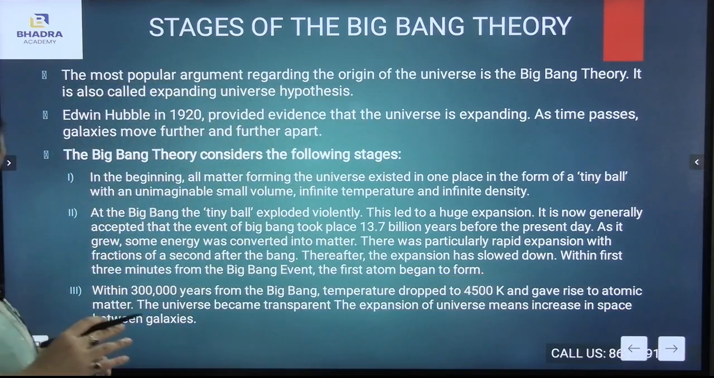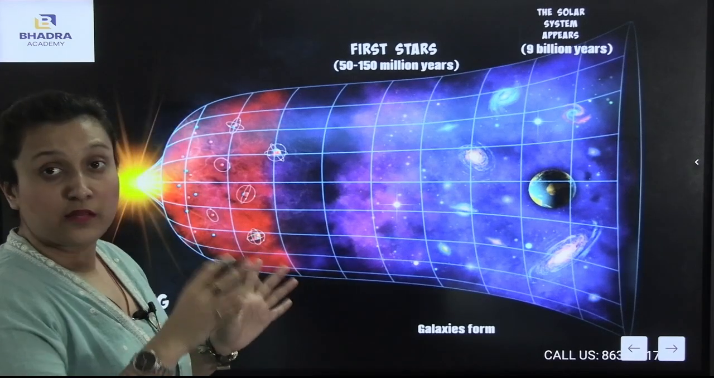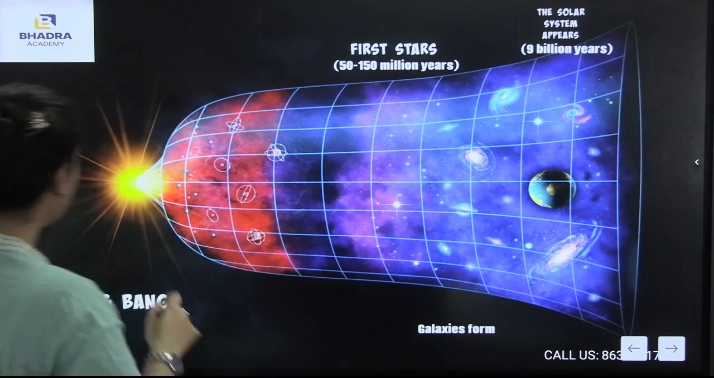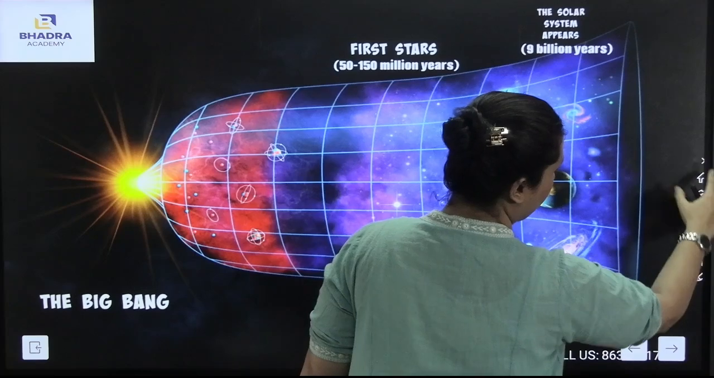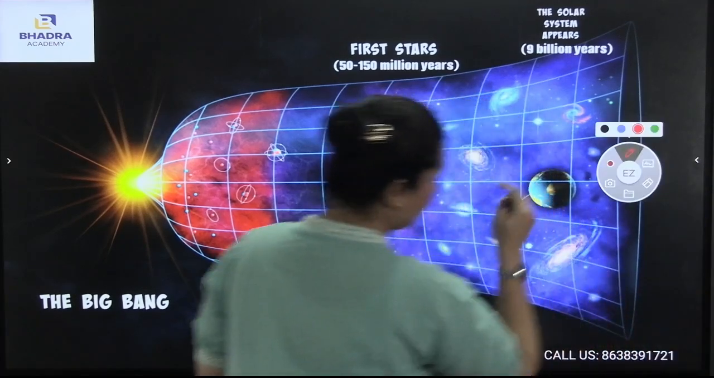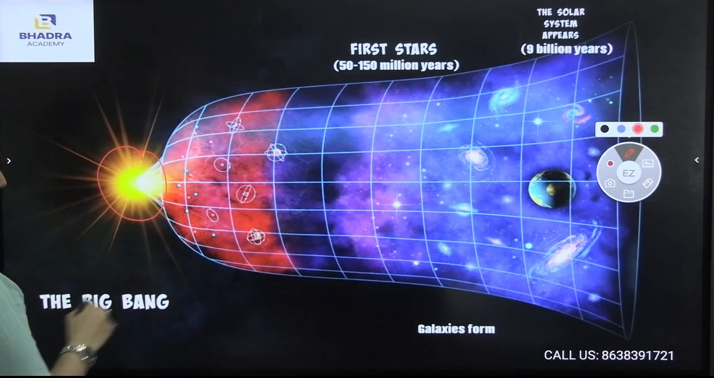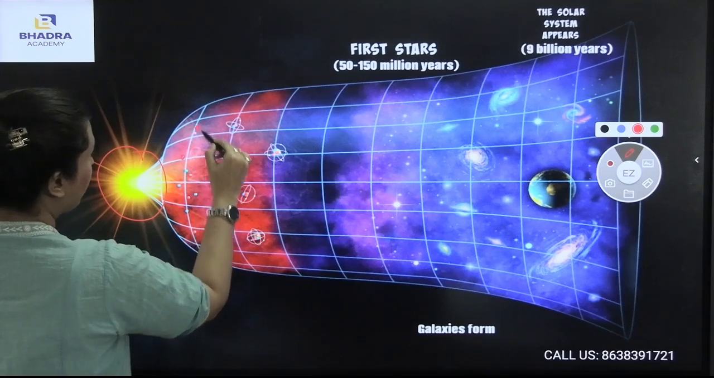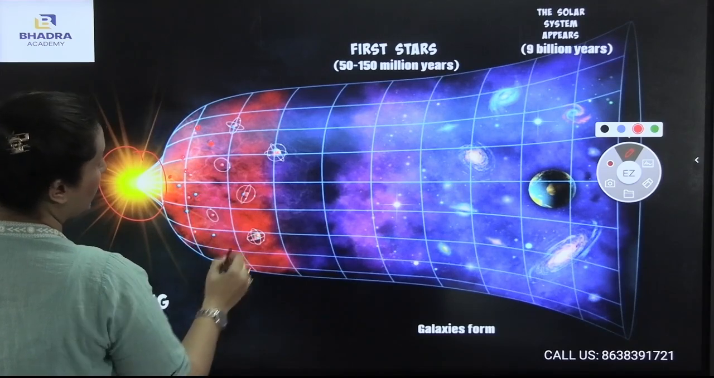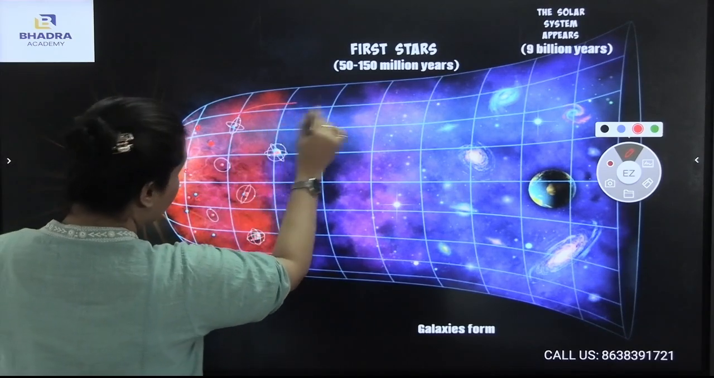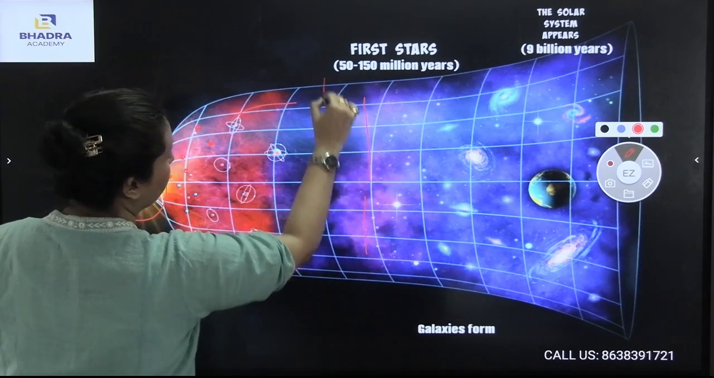Now, you see, this is one of the pictures of the Big Bang theory. First, there has been an explosion. As there has been an explosion, slowly, atoms started to create. One atom created and millions of atoms started to create. And then from this, the first stars were being created because the temperature has dropped.